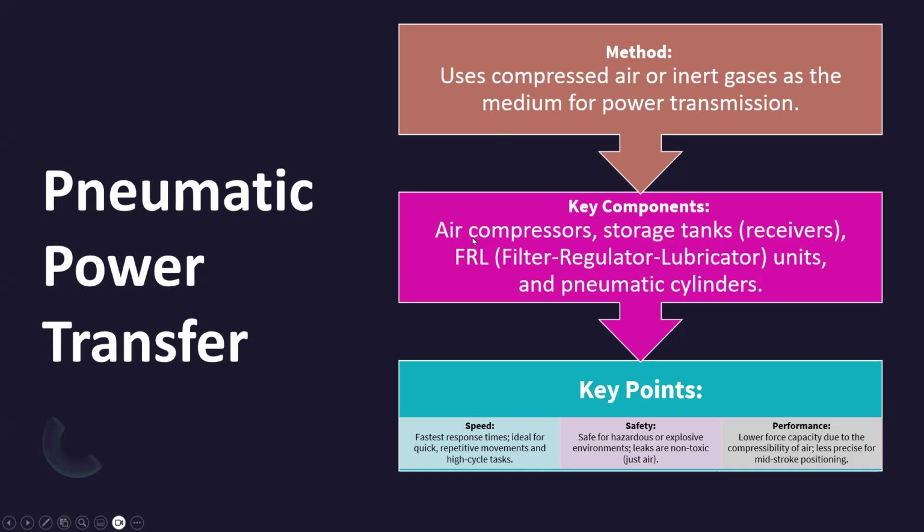Right? Key components: air compressors, storage tanks or receivers, FRL (filter, regulator, lubricator). We talked about that during the labs. Most of the time, you're going to have a filter in the main service unit, and a regulator. Sometimes you will have the lubricator and sometimes not, because sometimes you want a tiny bit of oil mist in the system, and sometimes it works against you. And pneumatic cylinders.